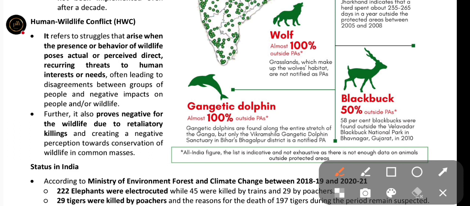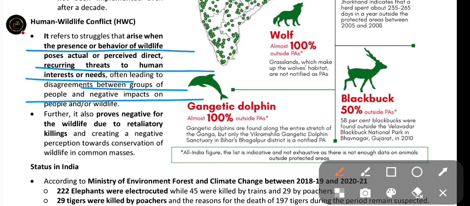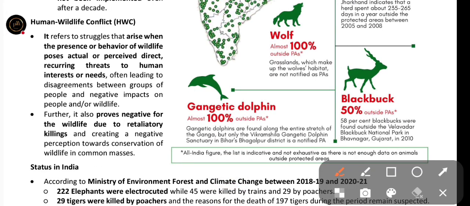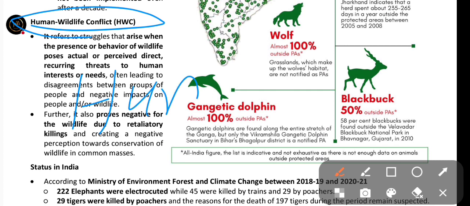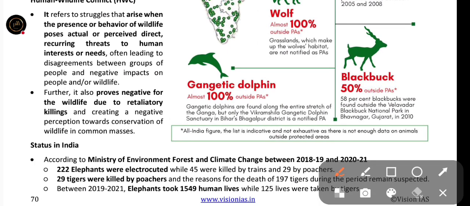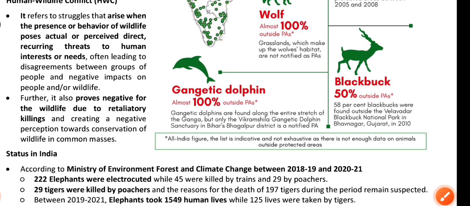What is human wildlife conflict? These are struggles that arise when the presence or behavior of wildlife poses actual or perceived direct recurring threats to human interests or needs, often leading to disagreements between groups of people and negative impacts on people and wildlife. And this definition can be simple: human wildlife conflict is a conflict between humans as well as wildlife because of their survival, okay, because of their survival near forests or in any protected areas.